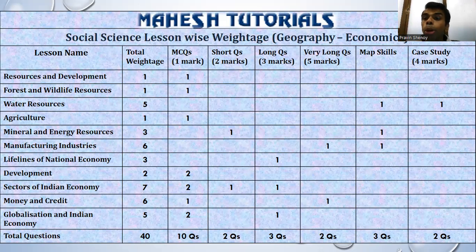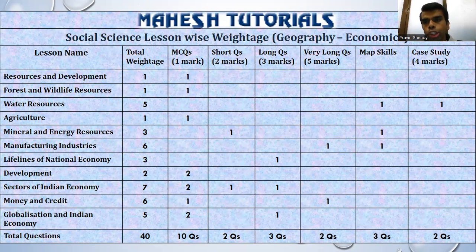The next one is the most important chapter of geography, having 6 marks of weightage, manufacturing industry. Expect 1 long answer for 5 marks and 1 map question from here. So 5 plus 1, 6. The next one over here is lifelines of economy. The weightage is 3 marks. For this 3 marks, expect 1 3-mark question. So this was the geography part of the SST paper.